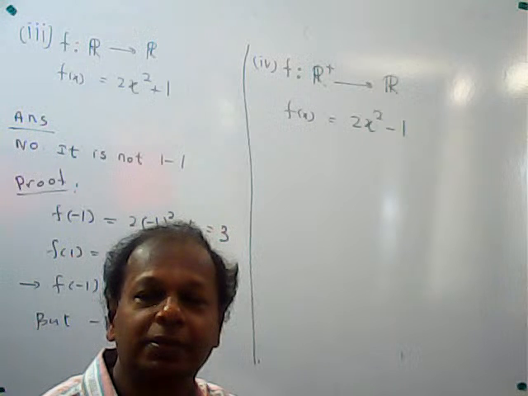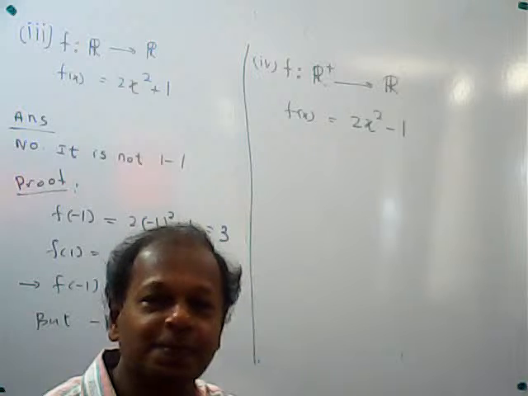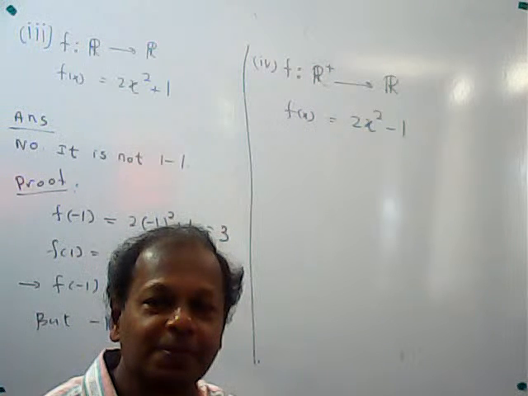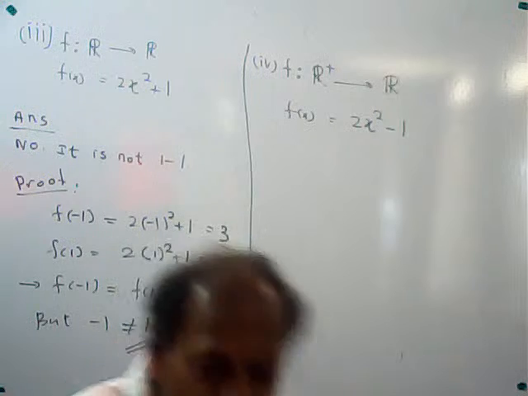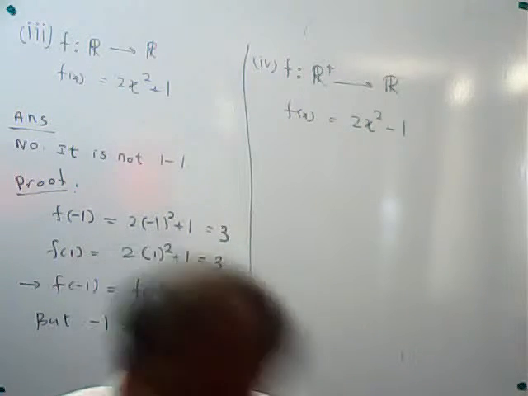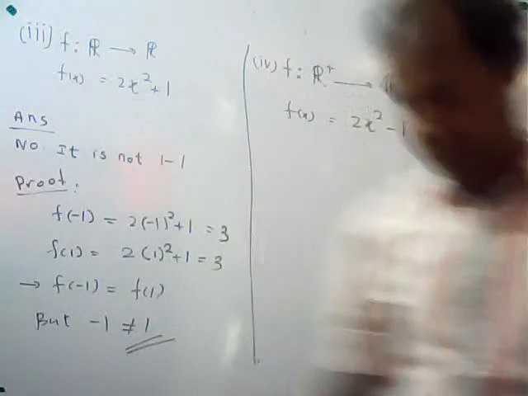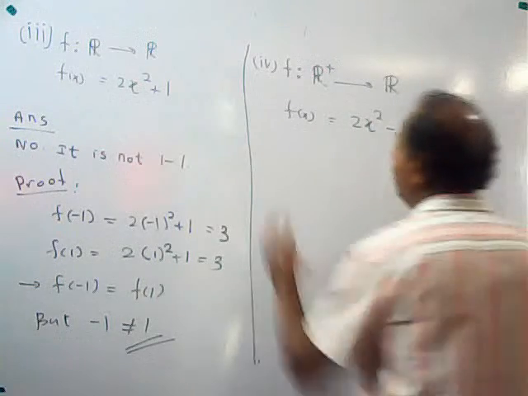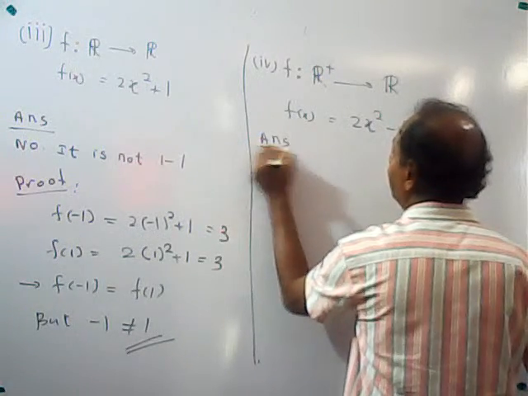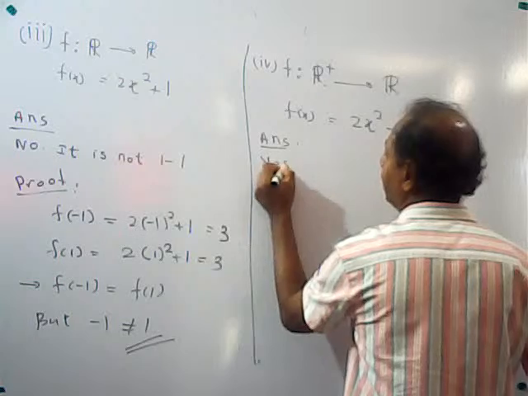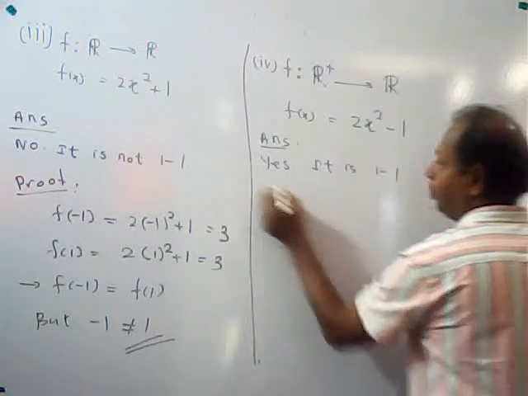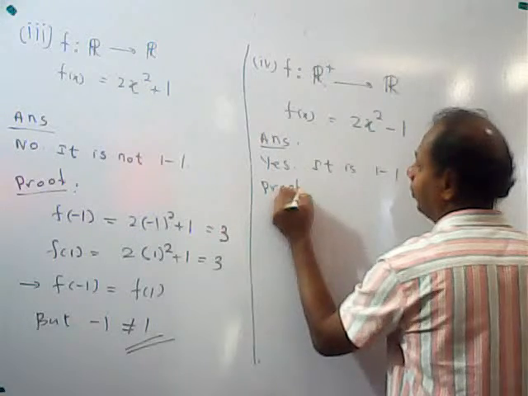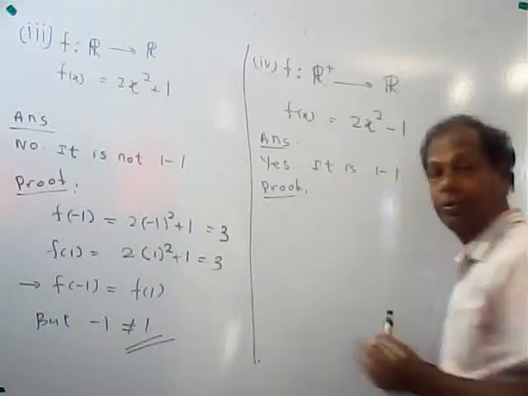The others? Yes, somebody. 1 to 1. Yeah, you are correct. Then we will prove it. Answer. Yes, it is 1 to 1. Proof. Now we are going to prove that it is 1 to 1.